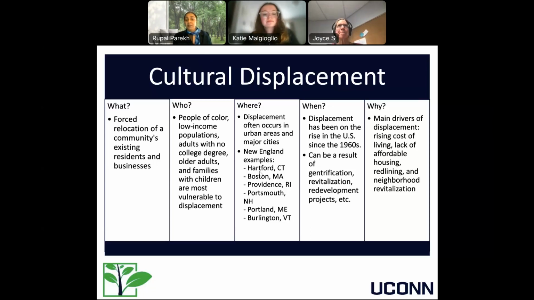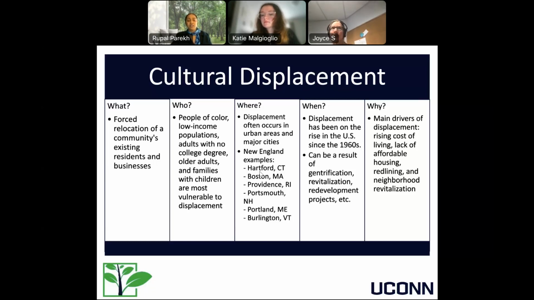This right here is a basic overview of displacement and some of the key points of the issue. So we already know that displacement is the forced relocation of communities' existing residents and businesses. We haven't yet gone into who is impacted, and these include our typical sensitive populations, as we mentioned: people of color, low-income populations, groups with low educational attainment, and adults over the age of 65. Families, especially single-parent families with young children, are the most vulnerable to displacement.